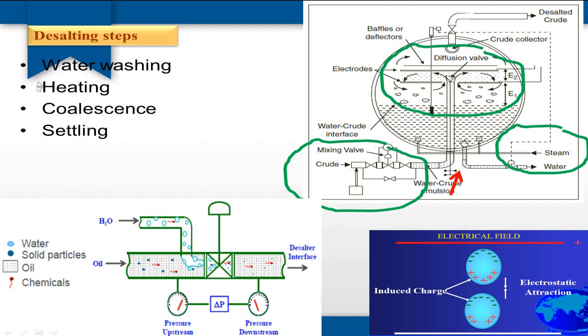The second one, we finished the water washing, and the second step is the heating system. The heating step: we have to put steam in to heat up the system to 130 to 115 degrees Celsius. This will affect the water-oil separation. Then we do have to work on the coalescence.